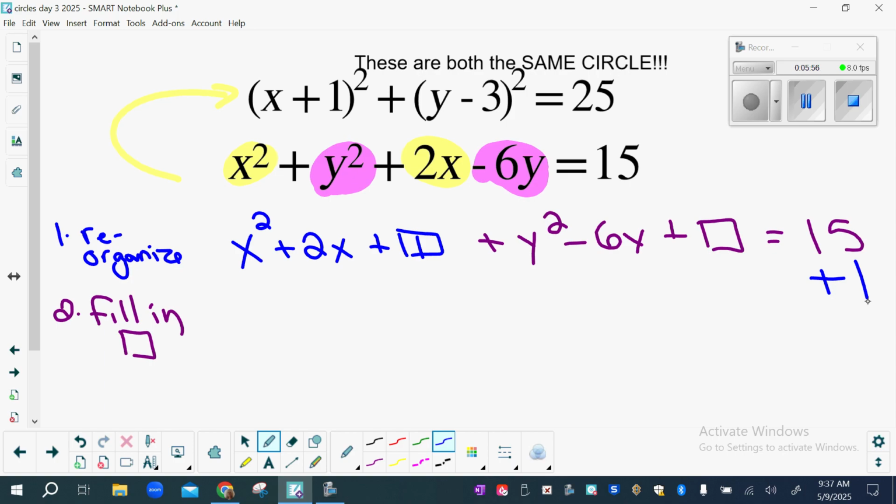Now we're going to do the same thing with this guy. Take the -6, cut him in half, you get -3. Square it. Drop that 9 in. Could not be easier. Put the 9 in. Don't forget, what you add to one side, you add to the other. The last step is to write it in parentheses.